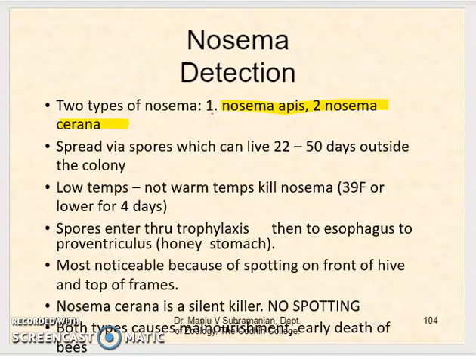It can best be controlled by keeping the colonies as strong as possible. The colonies and the apiaries should receive adequate ventilation and protection from cold and humidity. Nosema ceranae is a silent killer. You can't see any spotting on that, but with Nosema apis you can find noticeable spotting in front of the hive and on the top of the frame, which denotes that the colony is affected by Nosema apis. So that's all about the Nosema disease.